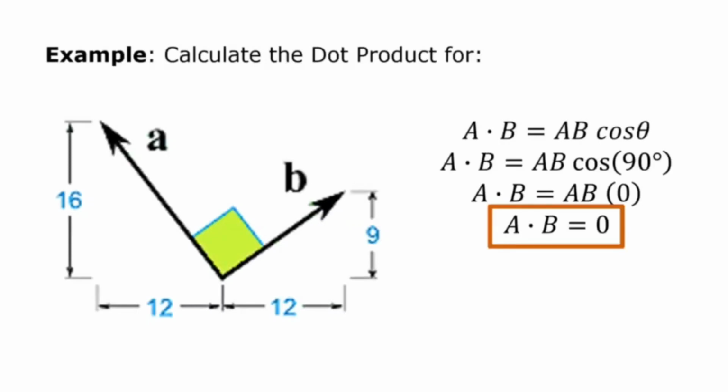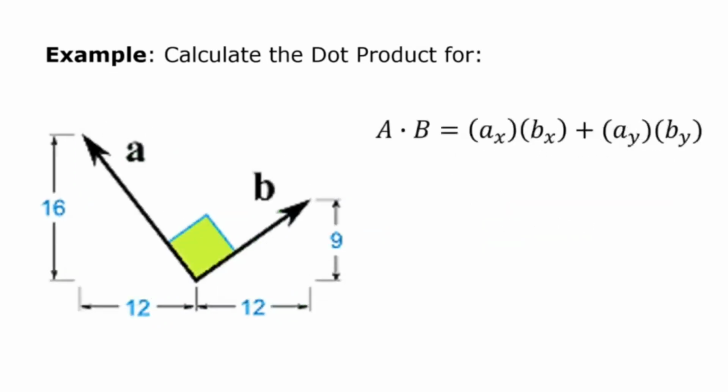Although the magnitude or length of the vectors A and B are not given, we can calculate that cosine 90 degrees is equal to 0. And any number multiplied by 0 is equal to 0. So whatever the magnitudes of vectors A and B are, the final answer for the dot product of A and B is still equal to 0.